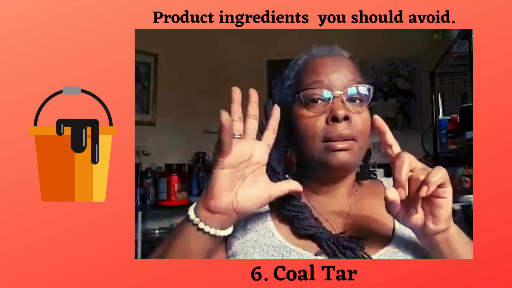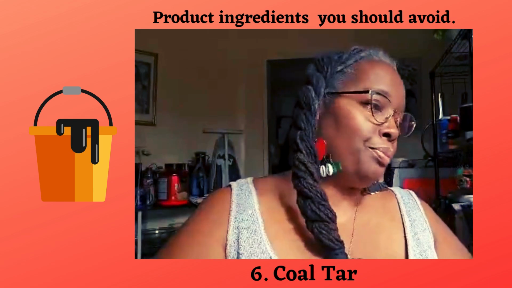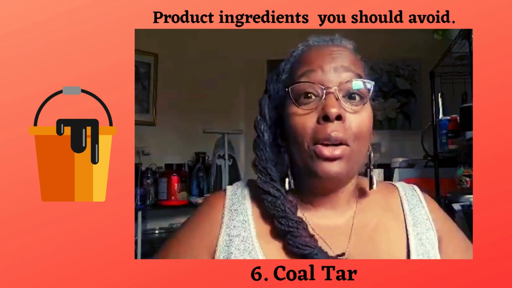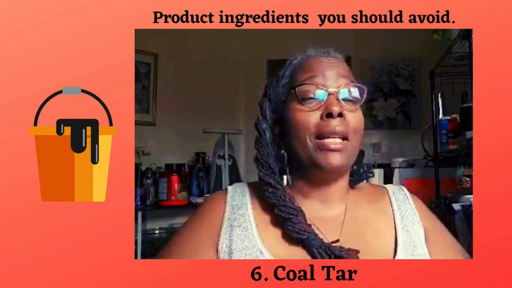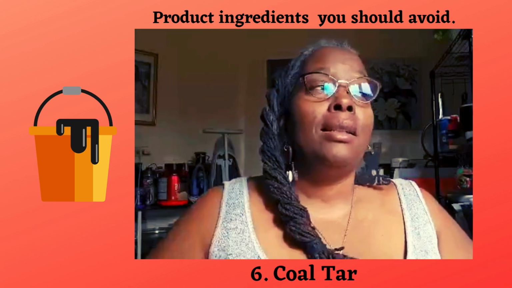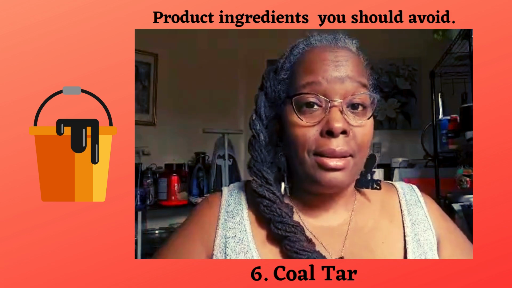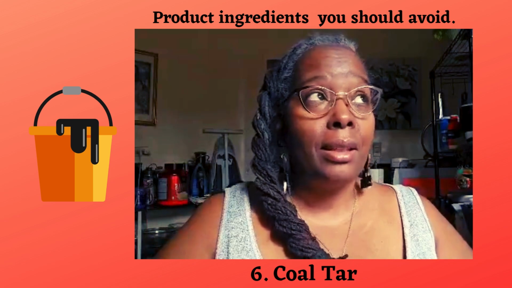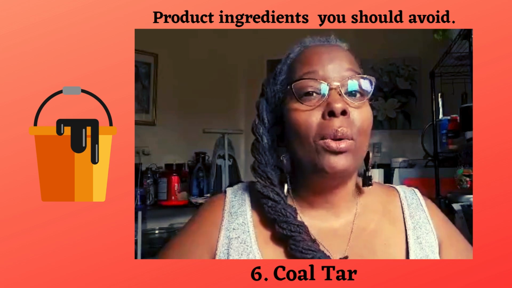Number six. Coal tar. I know you're like, what? Coal tar. I'll say it again. Coal tar is dangerous when it's used in too high volumes. Coal tar is used to treat scalp conditions like psoriasis, right? Severe dandruff, severe seborrheic dermatitis. There's medicated shampoo that has coal tar in it.